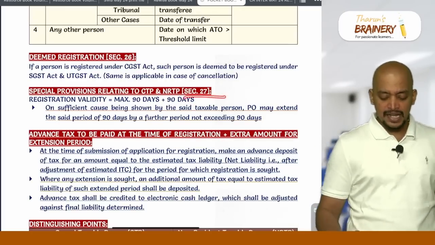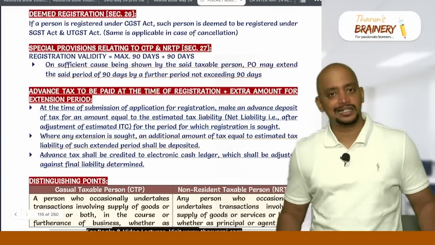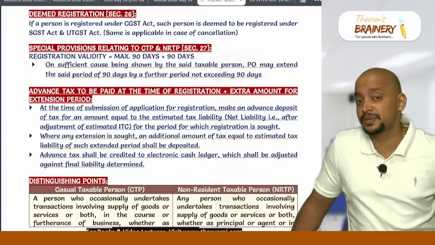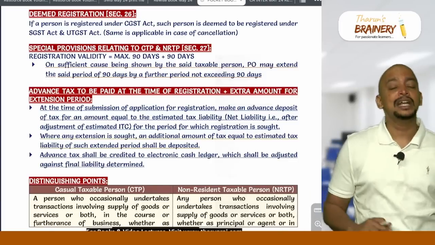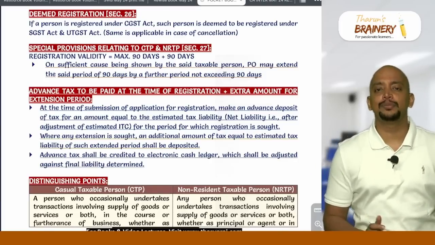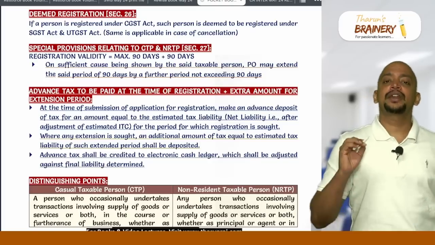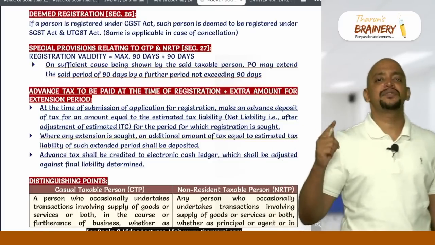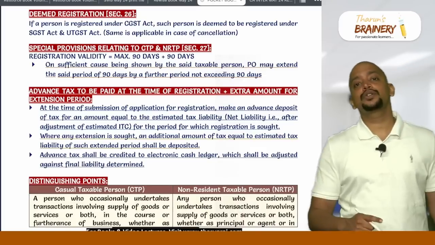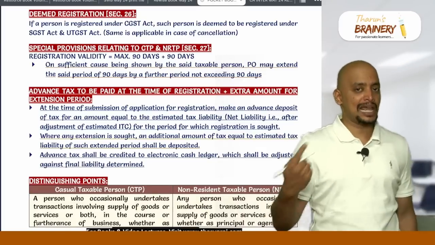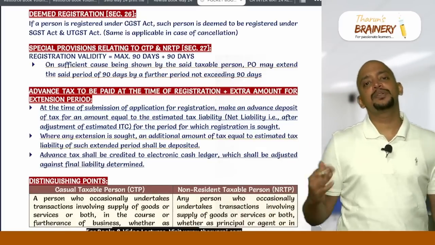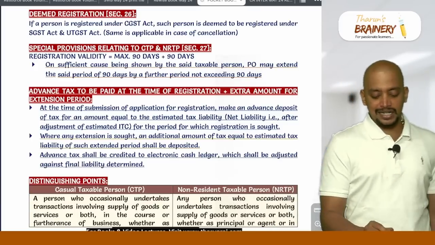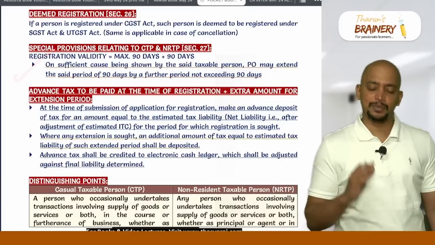Then 27, special provision for CTP NRTP. Generally CTP NRTP should make application at least 5 days before commencement of business and they need to get a compulsory registration, and the type of registration granted to them will be a temporary registration for a maximum period of 90 days. Number of days that they are requesting for registration or 90 days, whichever is lower. Suppose if they want to continue beyond 90 days, they should make an application and it can be extended for a further period not exceeding 90 days. But in the maximum case, it will be 180 days. So that is the period of registration that will be granted to them.